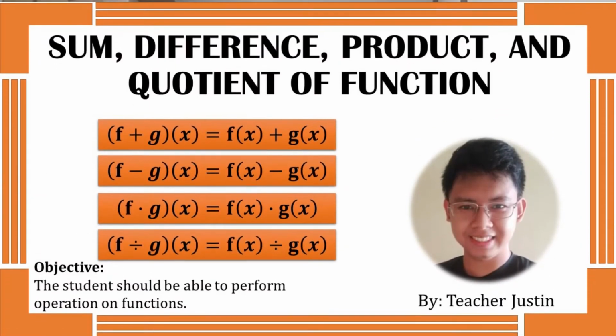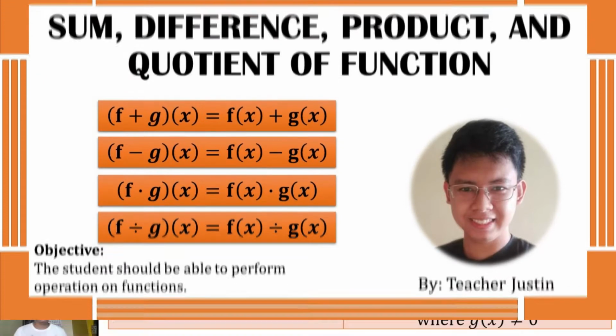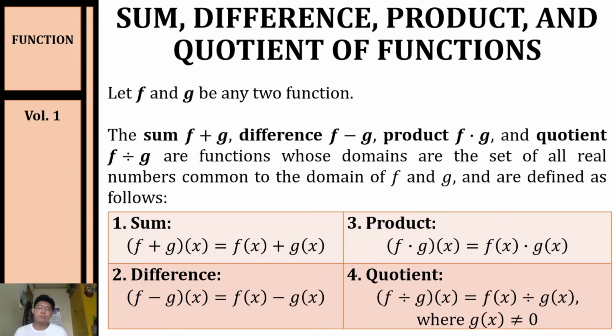On today's topic, we're going to talk about getting the sum, difference, product, and the quotient of a function. Alright, let's talk about the sum, difference, product, and the quotient of functions. So if we're given two functions and we're going to perform the operation, let's just apply combining like terms, multiplying polynomials, and dividing polynomials or simplifying rational expressions. Let's have some examples in getting the sum, difference, product, and quotient of two functions.